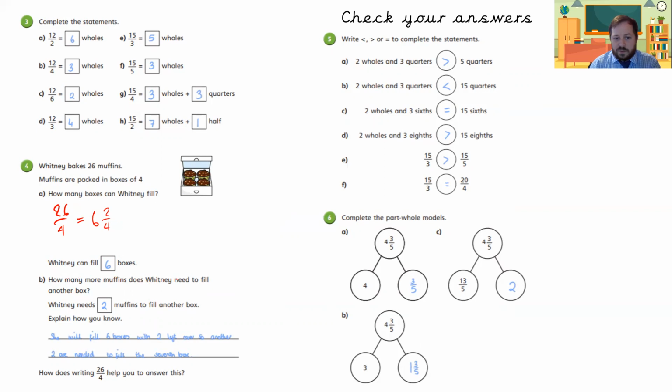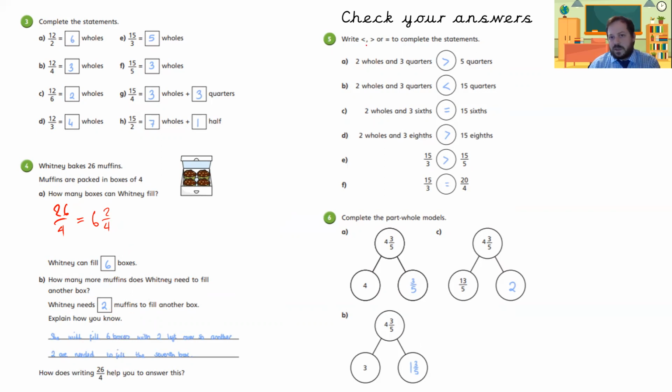How many more muffins will it need to fill another box? Well, we've actually done the calculation already. In order to get to 4, we need 2 more. So she needs 2 more muffins, and you can explain that in any way you like. How does writing 26 over 4 help you answer this? And we've talked about that as to why it works up here.